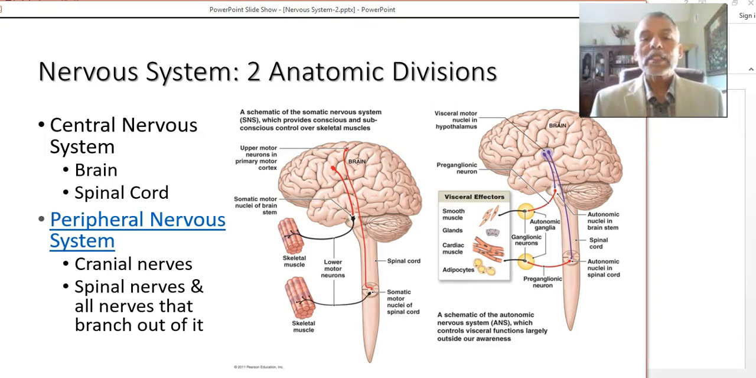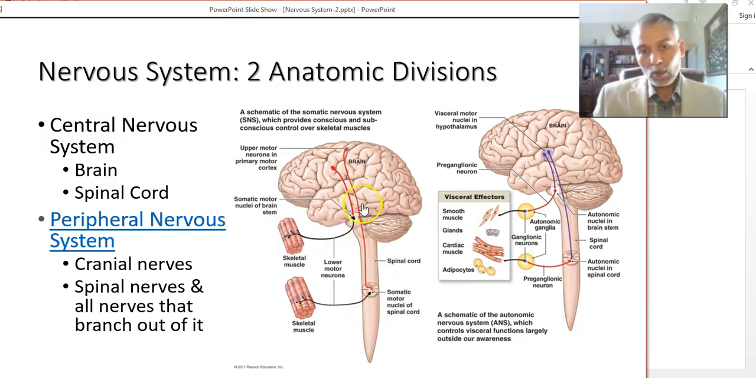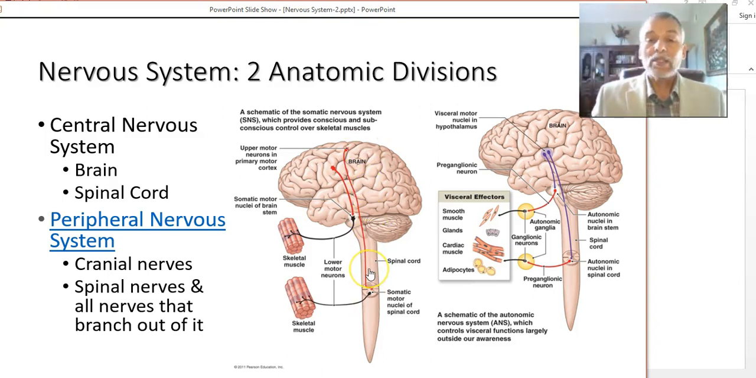So the nervous system has two major anatomic divisions. The first part, well, anatomic means structural. So the first part is the central nervous system, which is the brain and the spinal cord. And these two are continuous together. You can think of the spinal cord as just like a tail. If you think about the brain as like a body or an animal, you can think about the spinal cord as a continuation of that.